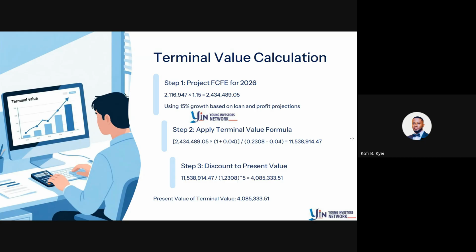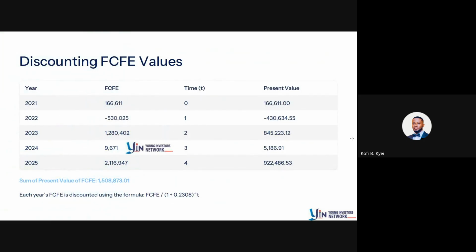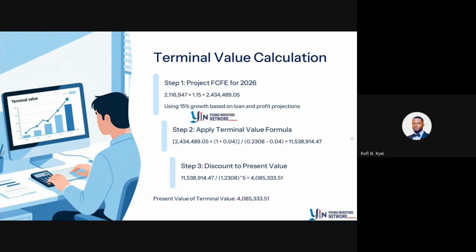So what I'm saying is that after you are done with calculating the free cash flow for each year, the next step is to project for 2026. Then after you project for 2026 using the assumed rate, you apply the terminal value formula, with the assumption that it is going to grow forever at the terminal growth rate, whilst you are applying the cost of equity figure, that is 23.08. So that's what you can see there.